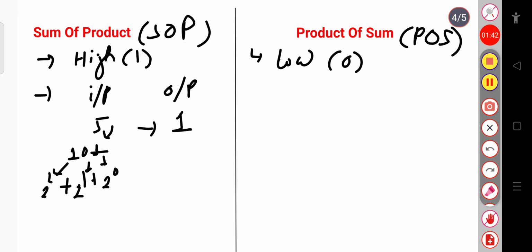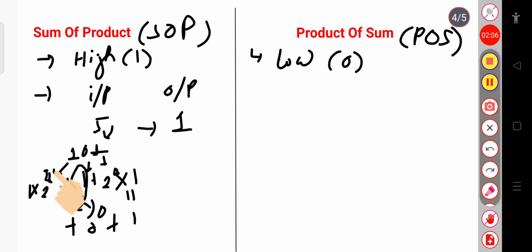So this will be 1 into 2 power 2, this will be 0 into 2 power 1, and this will be 2 power 0 into 1. So this term goes to 0, since 0 into 2 power 1 is 0. This will be 2 power 0, that is 1 into 1, so 1, plus 0, plus 2 power 2 is 4, and 4 into 1 is 4. So 4 plus 1 equals 5. So this is the binary conversion. So we can convert 5 to 101.